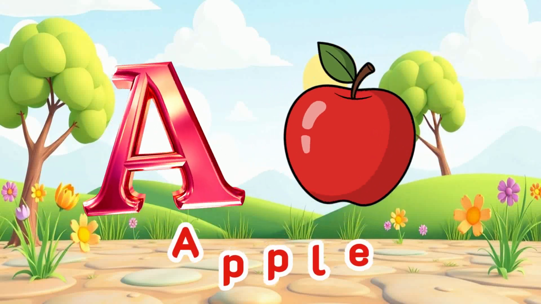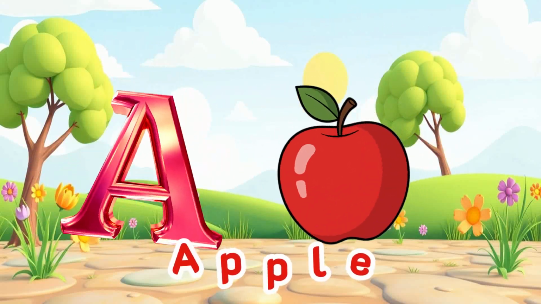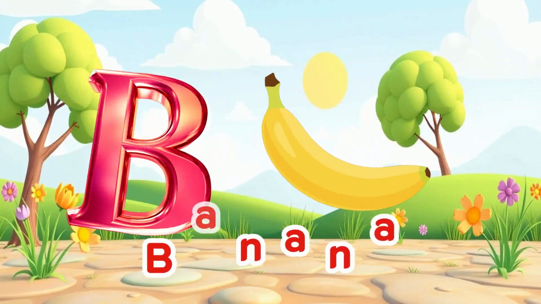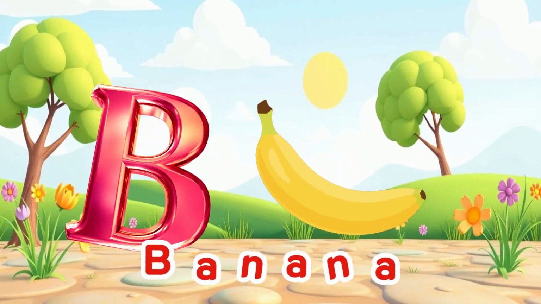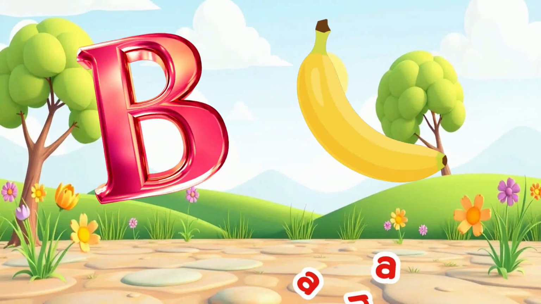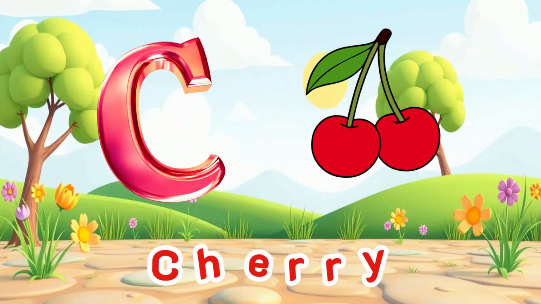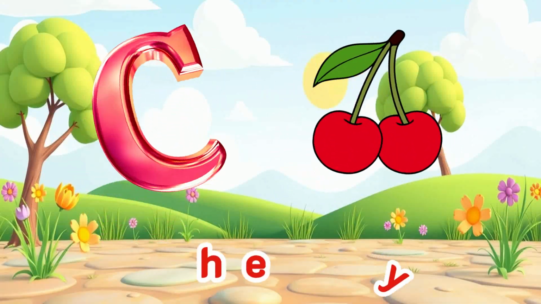A is for apple. A apple. A apple. A is for apple. B is for banana. B banana. B banana. B is for banana. C is for cherry. C cherry. C cherry. C is for cherry.